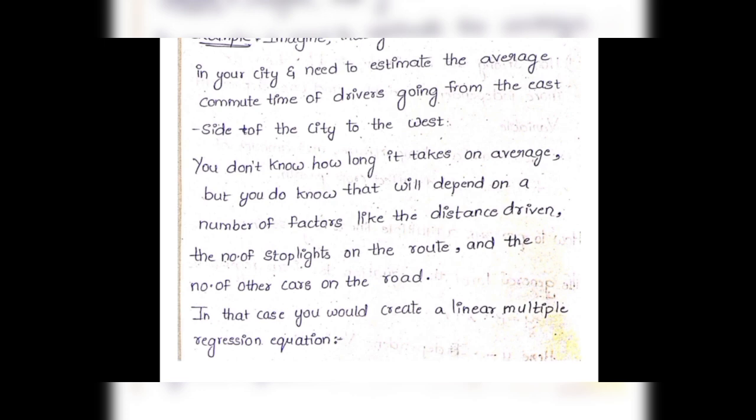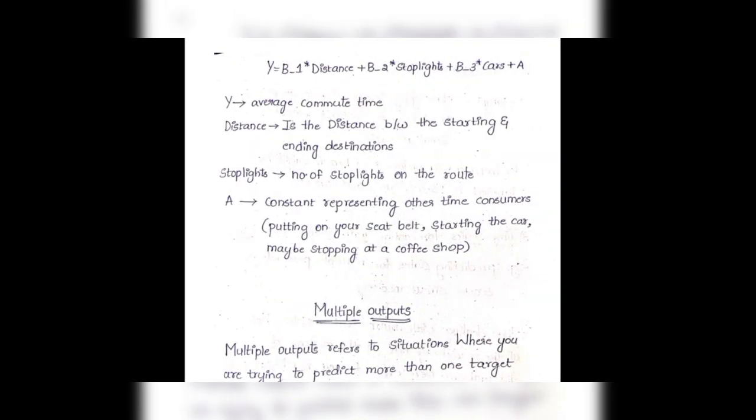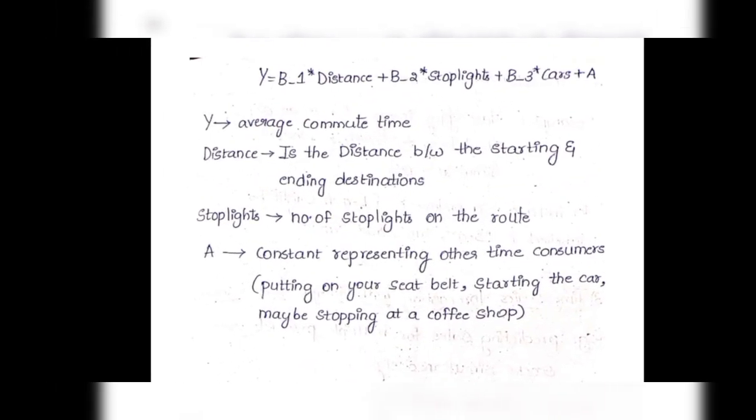Here, what is the dependent variable? The dependent variable is the commute time. What are the independent variables here? We have three independent variables: distance driven, number of stoplights on the route, and the number of other cars. These three are the independent variables. In that case, you would create a multiple linear regression equation.